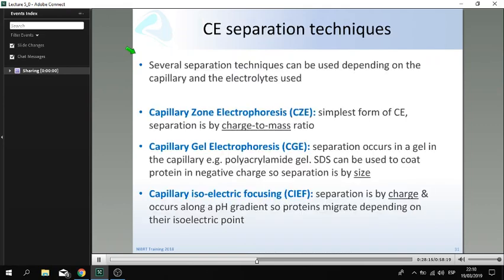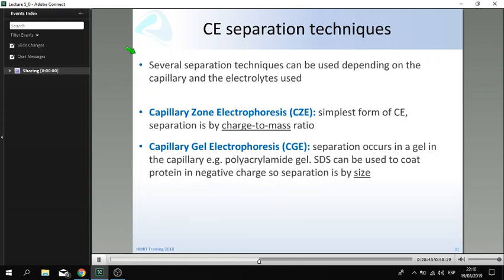Then you can use capillary isoelectric focusing, where you are separating sample based on charge along a pH gradient. Proteins will migrate depending on their isoelectric point. Remember, the isoelectric point is the pH at which your sample is neutral, the pH at which your sample does not have any charge.